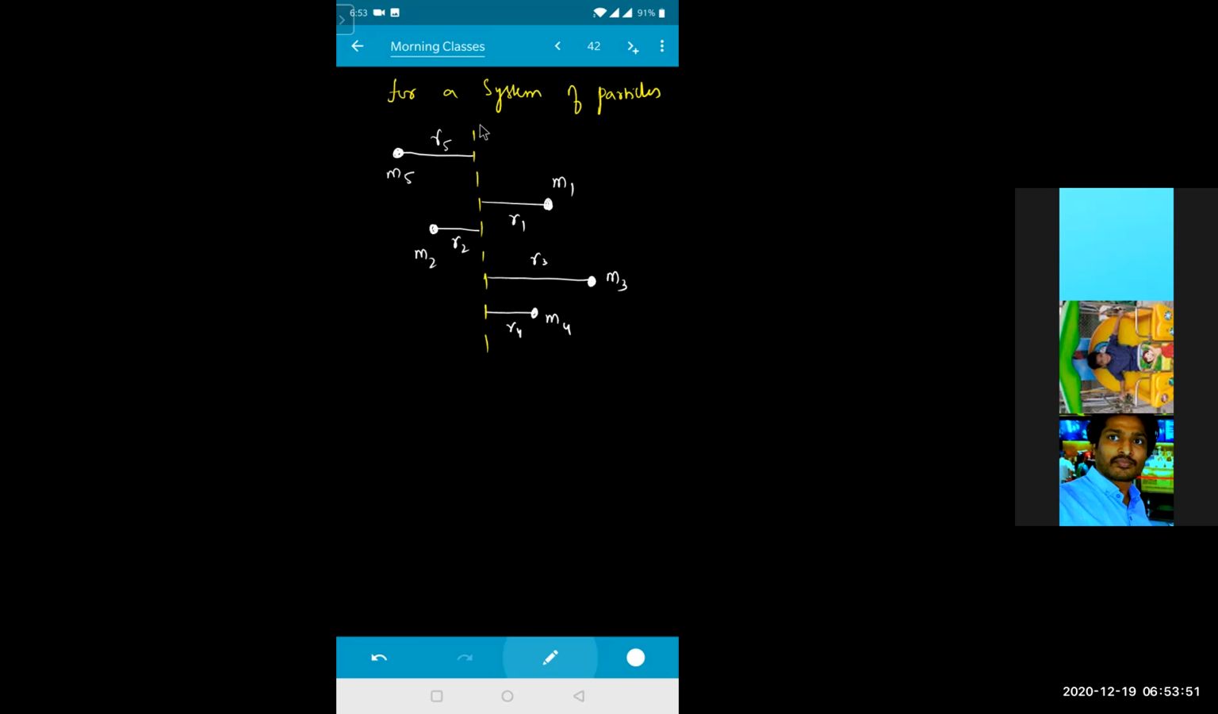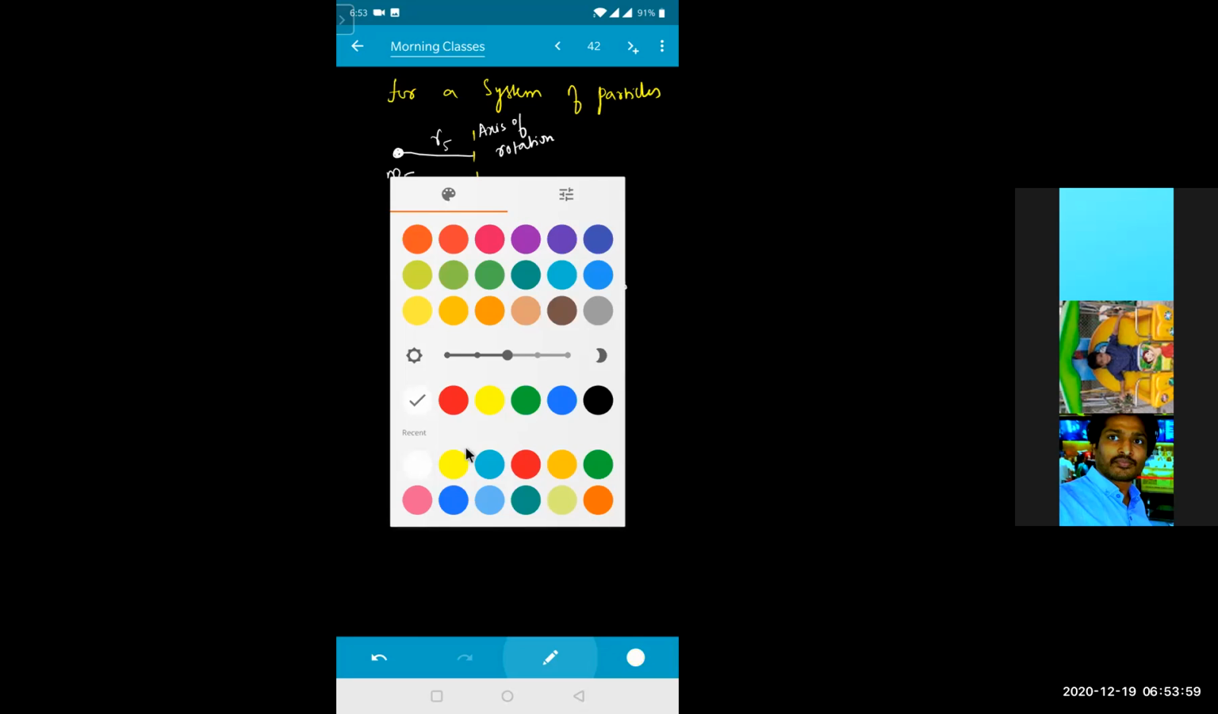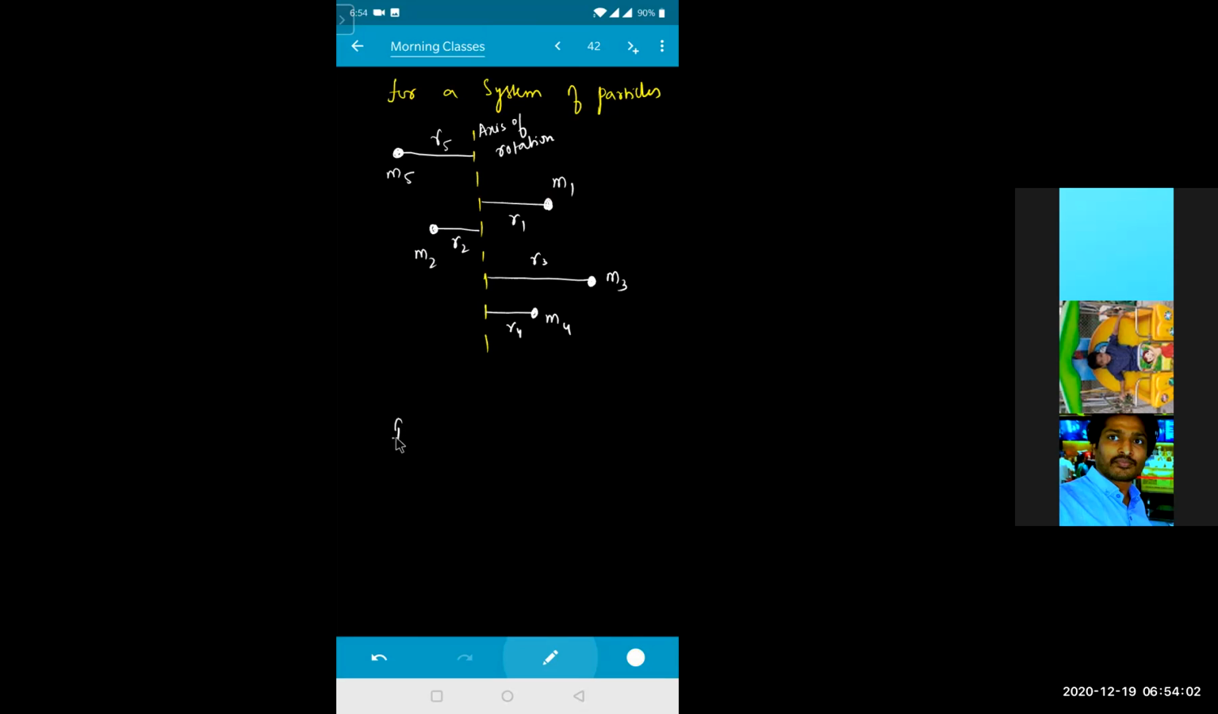Okay, and this is your axis of rotation. Now how to write the moment of inertia? I is equal to m1 r1 square plus m2 r2 square plus m3 r3 square plus so on up to n number of particles. And I can write this as I is equal to the summation of m into r square.